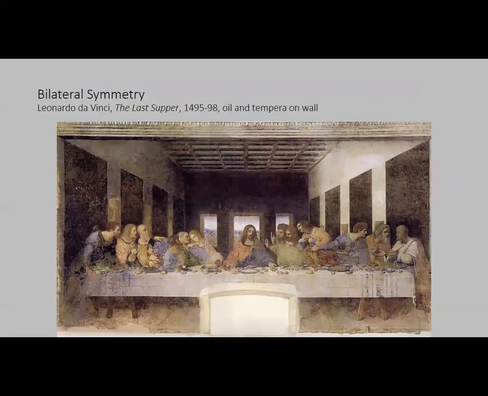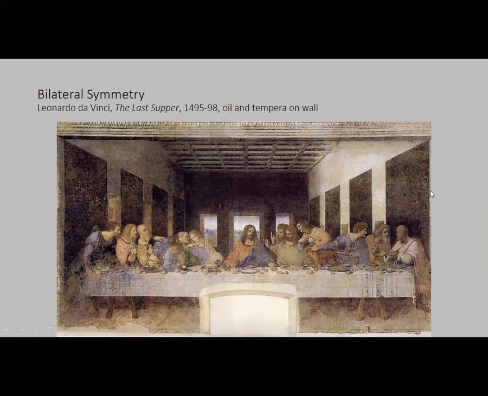So this picture of the Last Supper by Leonardo da Vinci, this is bilateral symmetry. We divide this image in half. Let me see if I divided it in half. I didn't. We divide it in half, and Christ is in the middle. It uses one-point linear perspective, and the shapes on the left and right are more or less the same.